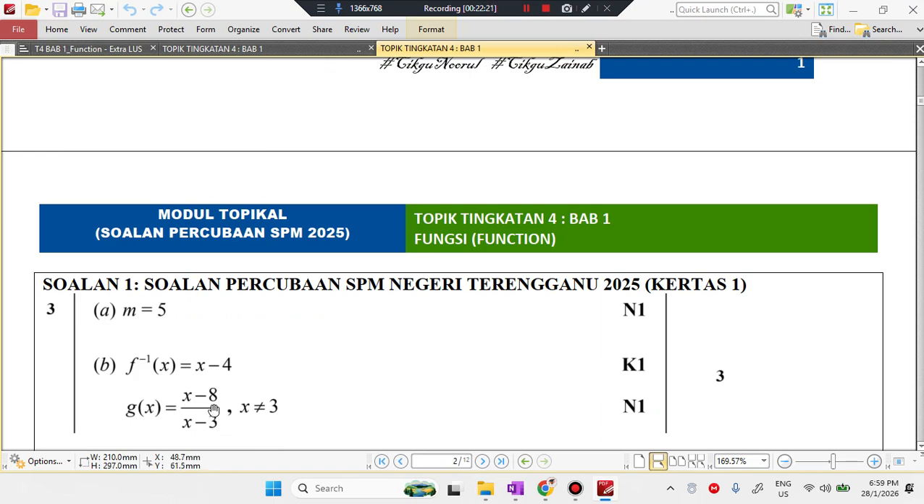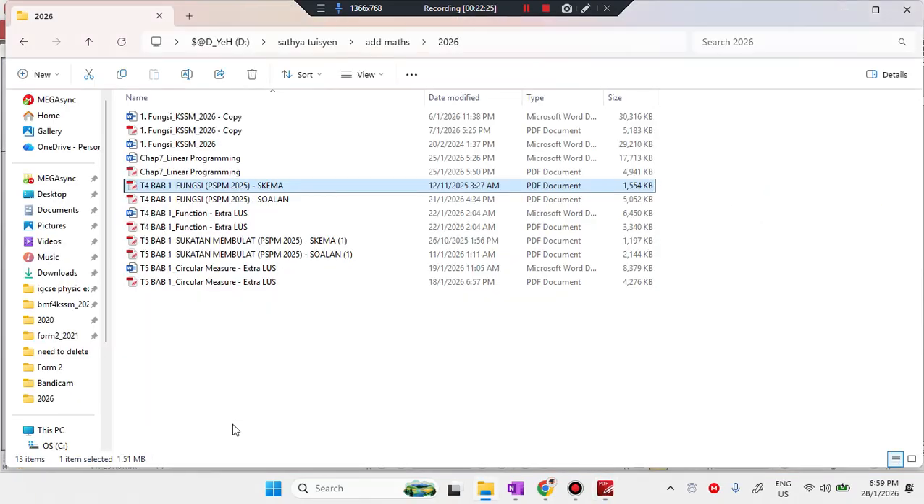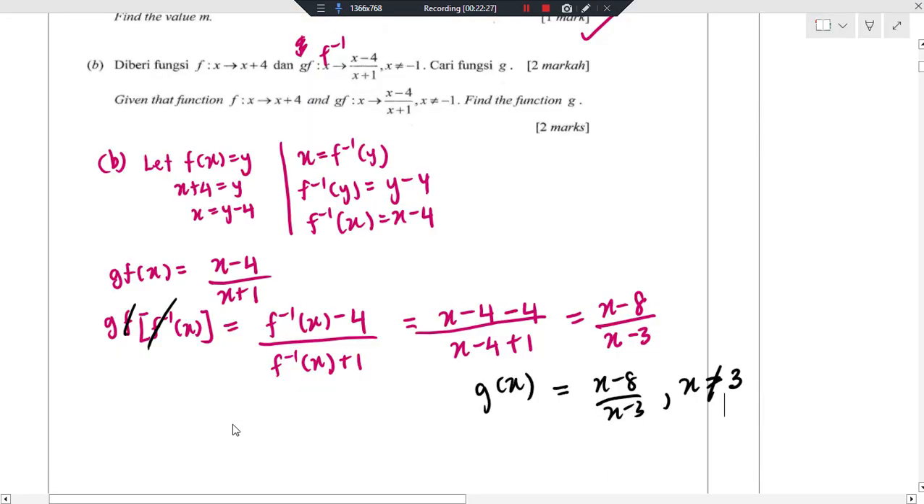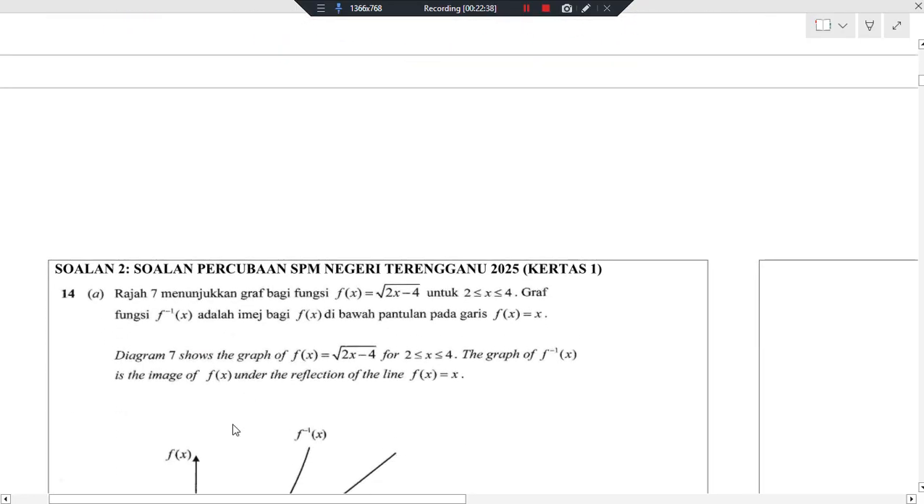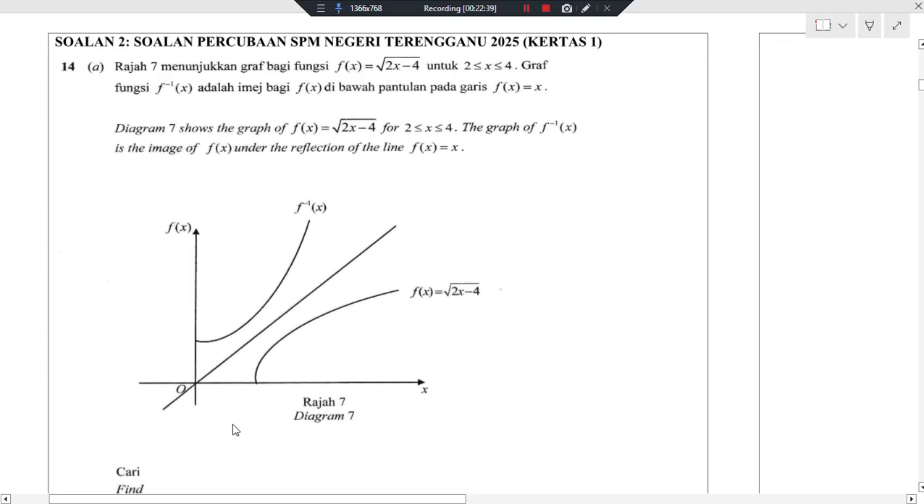Question number 2. Soalan Terengganu, kertas 1. Kalau soalan 14, maksudnya apa dia? Section B. Paper 1. You boleh nampak, Paper 1. Kalau soalan 13, 14, 15, dia adalah section B yang membawa 8 markah lah.